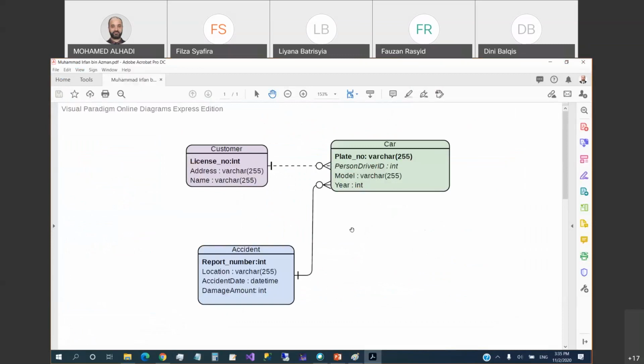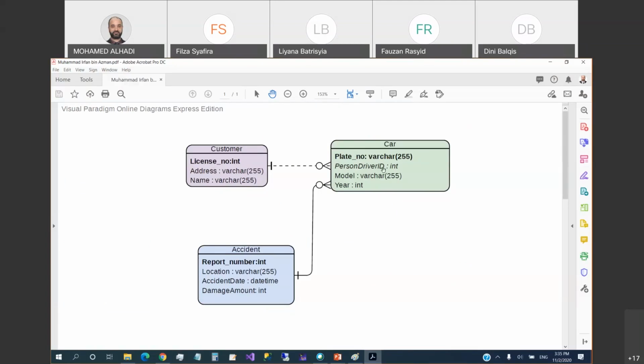But here in this design, we should have a different way of representing things in some scenarios. Okay, let us think about this. Customer has a license number, has an address, has a name. Then the car has a plate number, which is the primary key here. You see the primary key is bold.